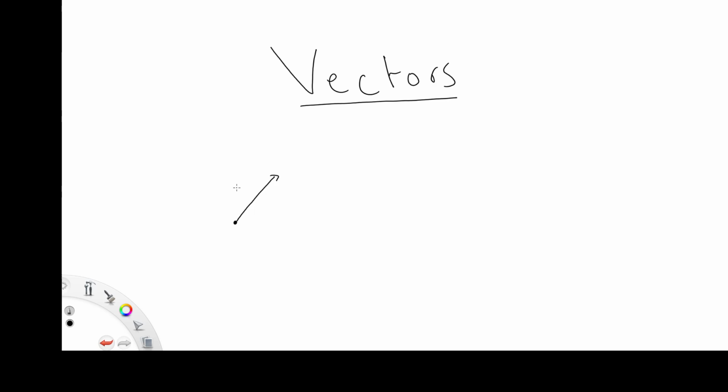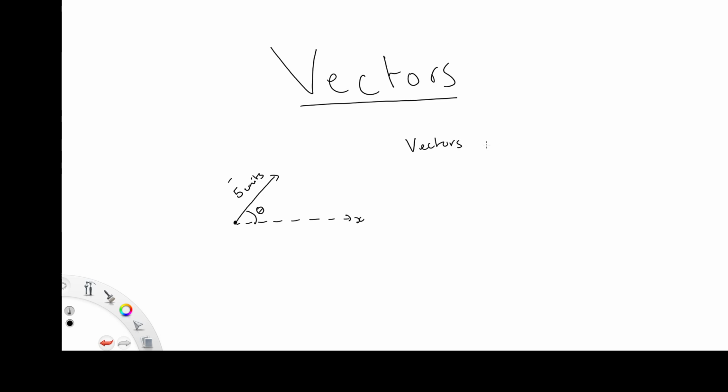It's something with a size. It might have a size of 5 units, and it's got a direction, right? You can say relative to the x-axis, it's at an angle of theta, right? So this arrow here has a magnitude and a direction.